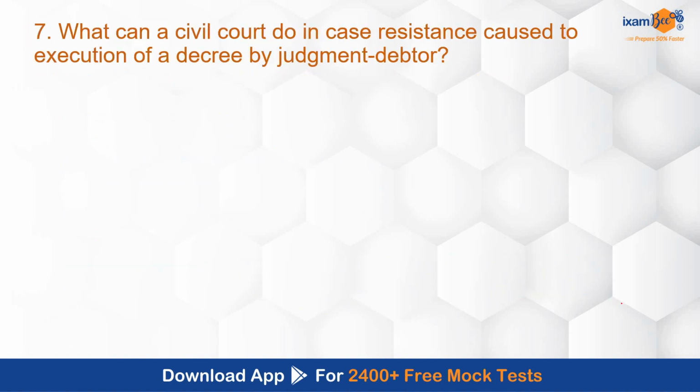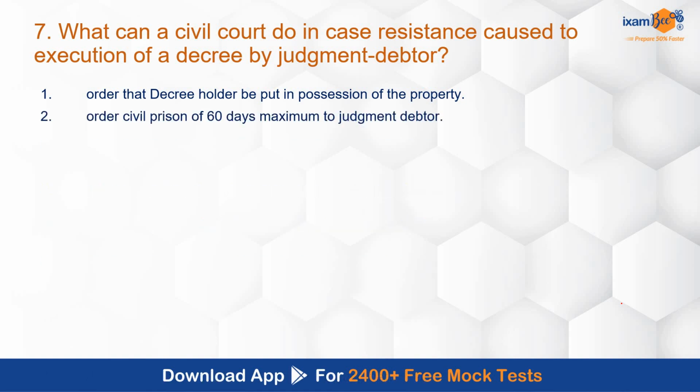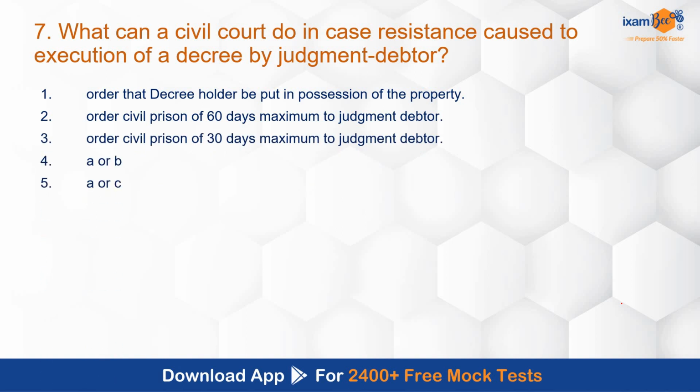Question number 7. What can a civil court do in case resistance is caused to execution of a decree by judgment debtor? Option A. Order that decree holder be put in possession of the property. Order civil prison of 60 days maximum to judgment debtor. Order civil prison of 30 days. E or B, E or C. Correct answer here is E, A or C.